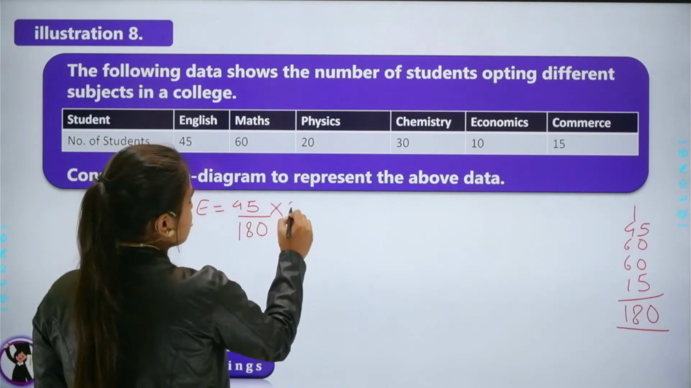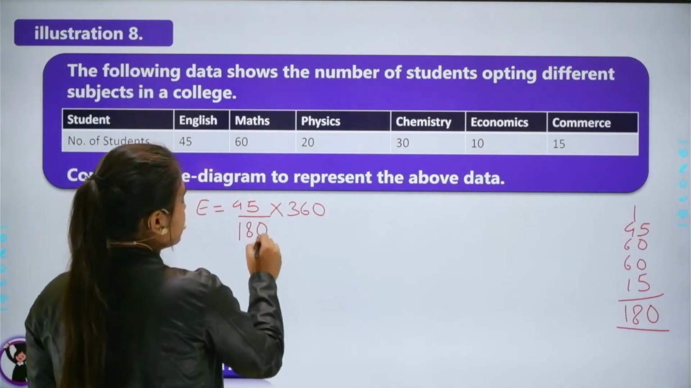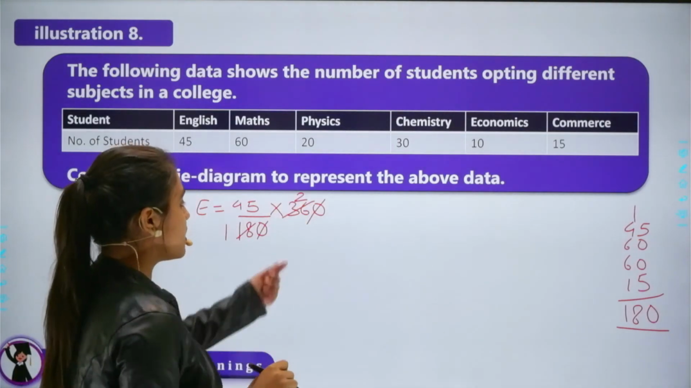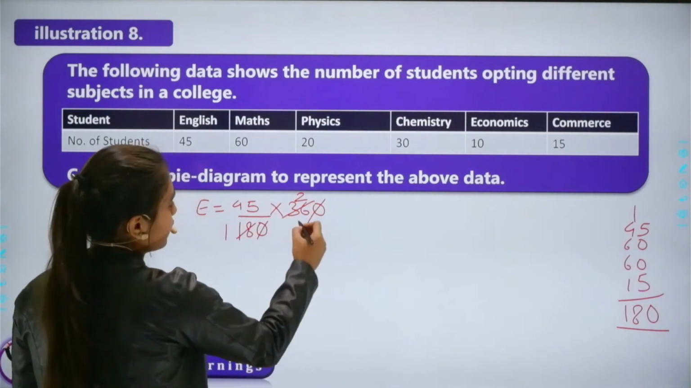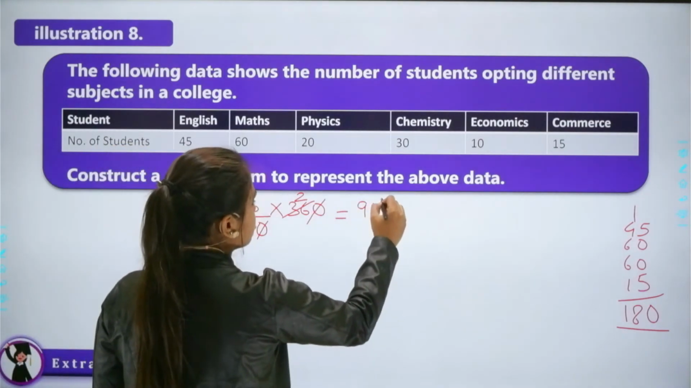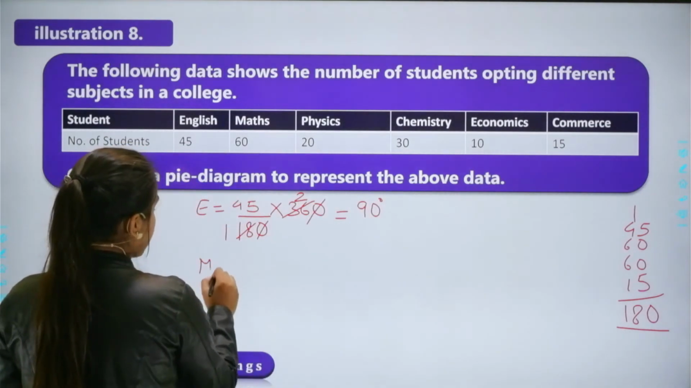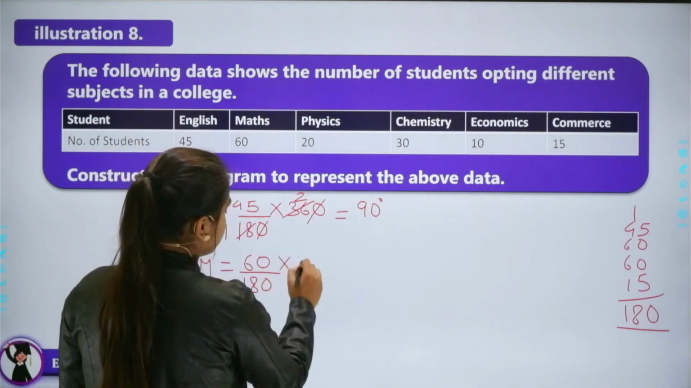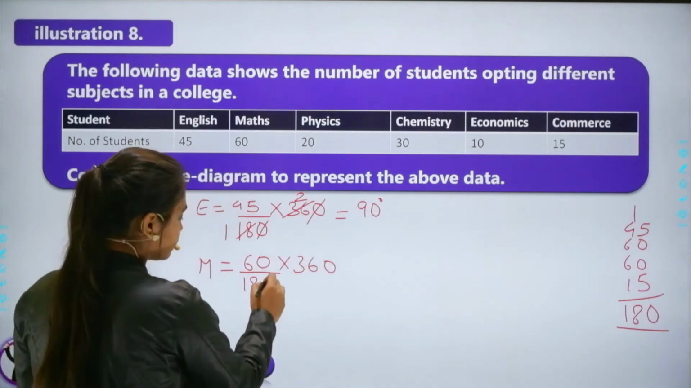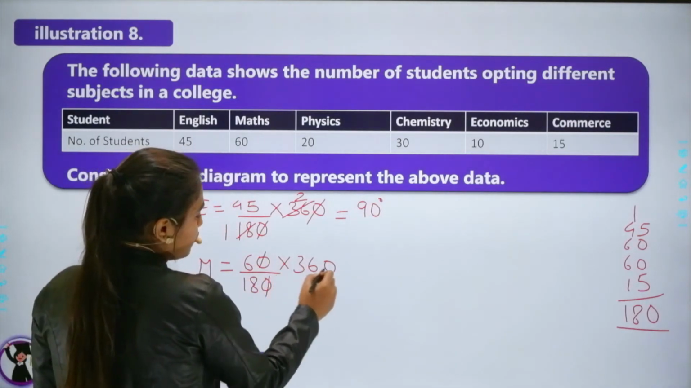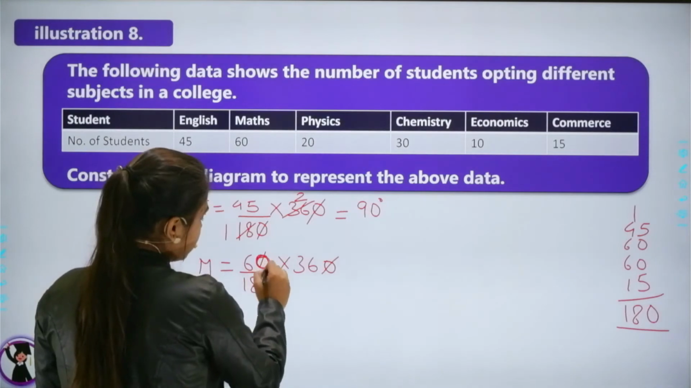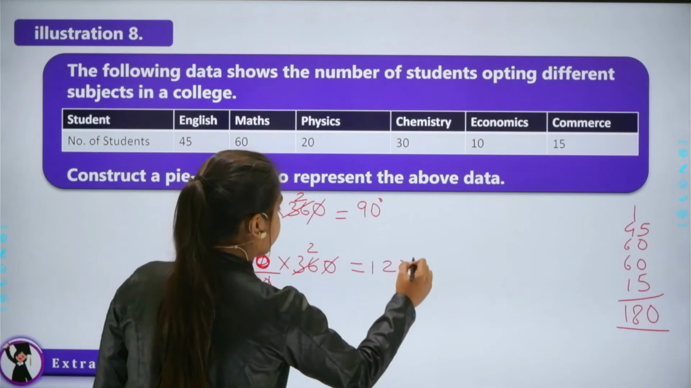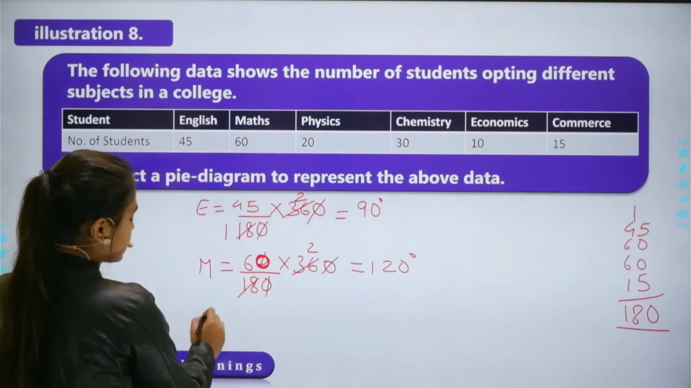180 into 360. 18 2s are 36. So we'll get 45 into 2, 90 degree. Central angle becomes 90. Then for maths also we can take 60 upon 180 into 360. Or you can cancel it with this also. 18 2s are 36, 2 6s are 12, 120 degree. Next is for physics.